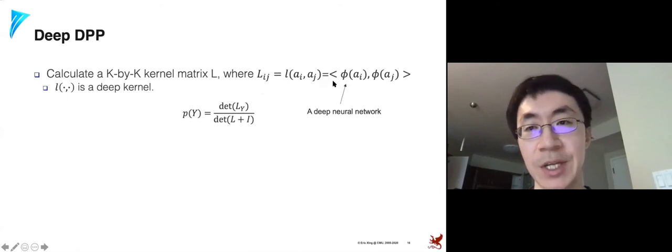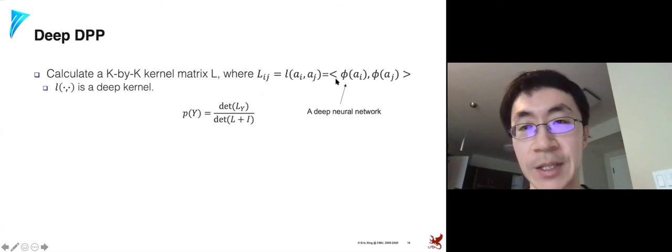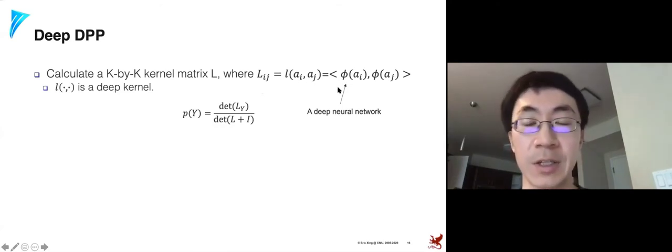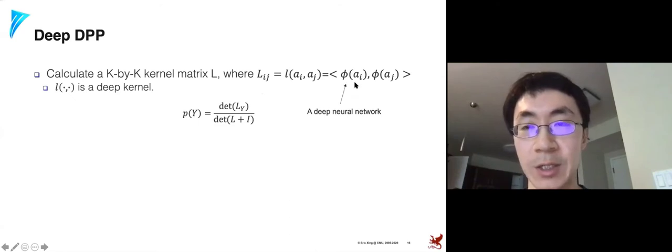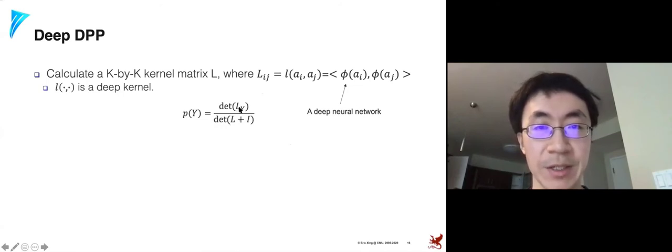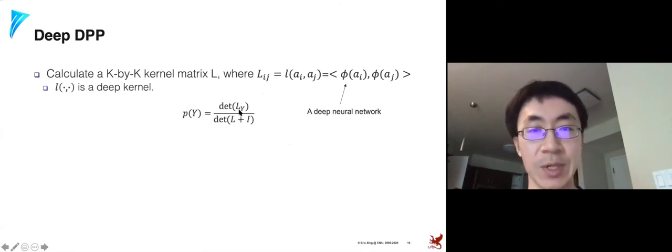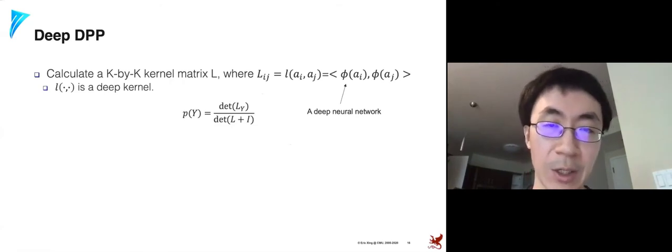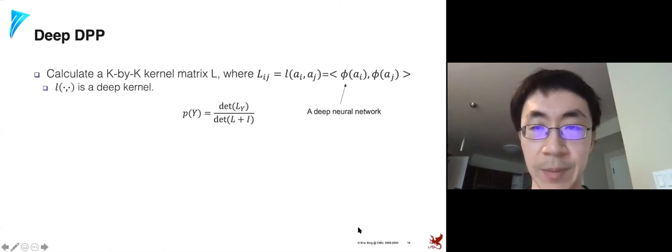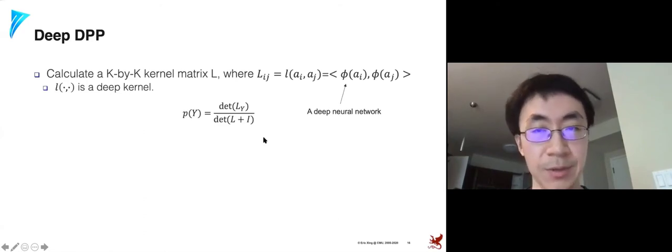But now the difference is this kernel is parameterized by the weight vectors in the neural networks. So you can do the learning of these neural network weights. And the definition remains the same, except that in the gram matrix, the inner products are calculated over the latent embeddings obtained by deep neural networks.